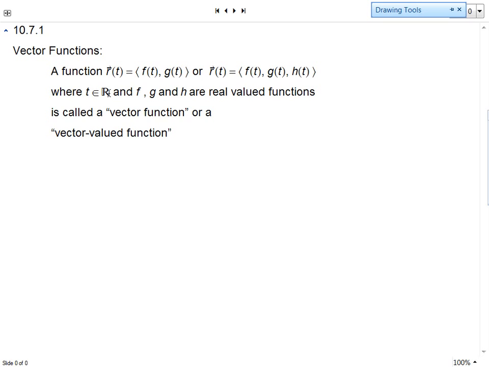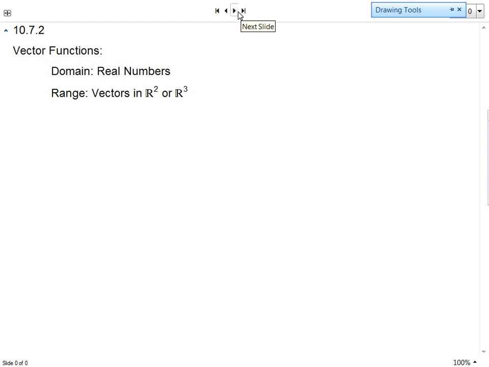Same thing as usual: I plug in a t, it spits out a vector. What we studied last class was the line. If I plug in a t, it spits out a vector that points to a point. The next one would go to another point, and they all lie on a line. Now that condition's not there. All it has to do is follow whatever f, g, and possibly h tell it to do. The domain is real numbers. The range is vectors. What you plug into a vector valued function is a number. What comes out is a vector.